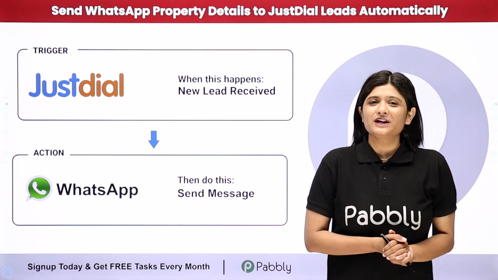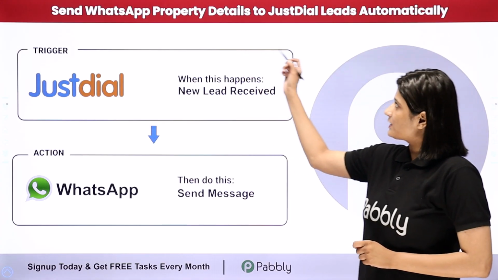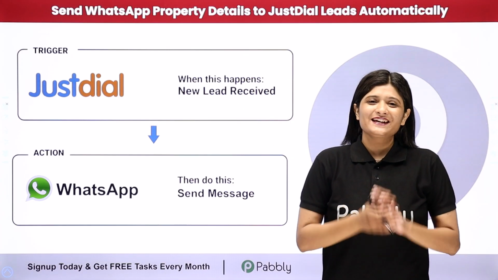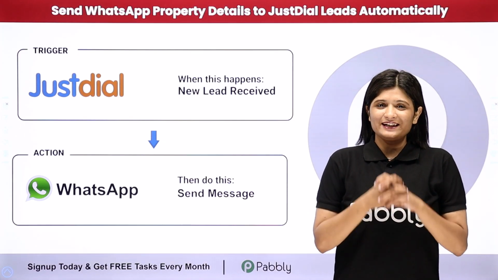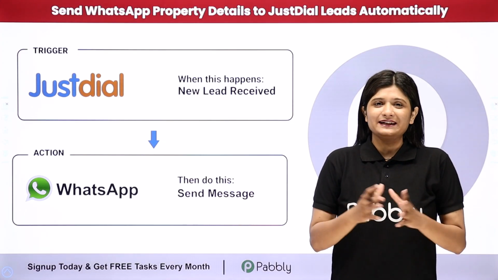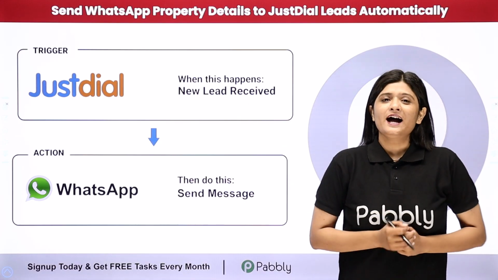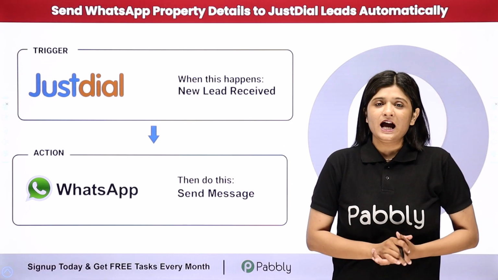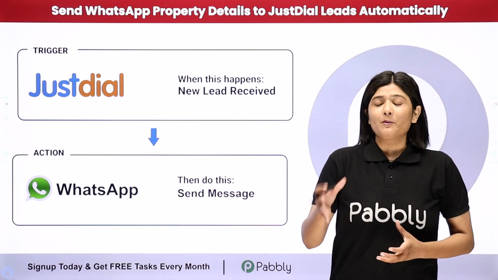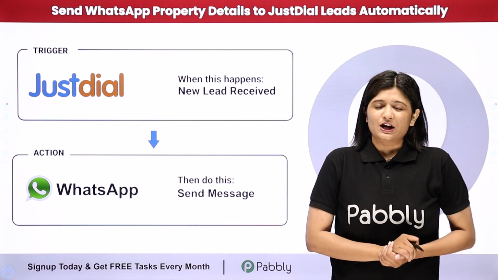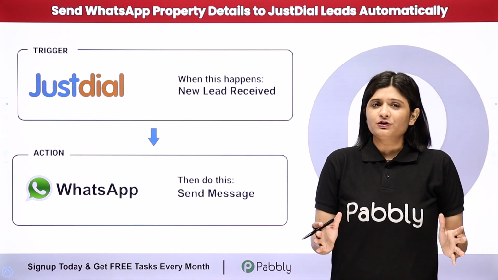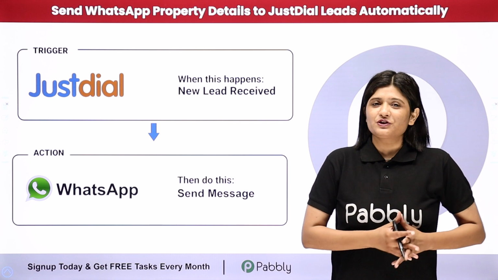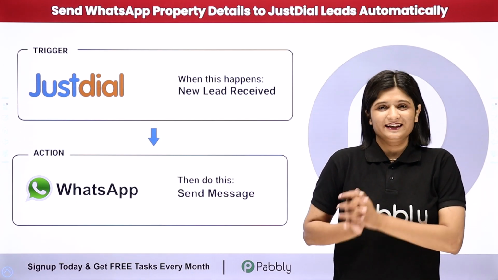In this video, we are going to learn how to send WhatsApp property details to JustDial leads automatically. So let's suppose I am running a real estate business and I am connecting all my leads with the help of JustDial. I want that whenever I capture a new lead from this JustDial, I should automatically send the property details to this lead. Now doing this manually will consume a lot of my time, so I've completely automated this process, and to do this automation, I'm going to use Pabbly Connect.